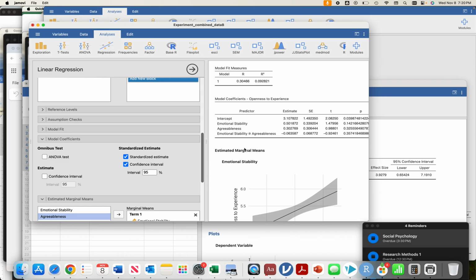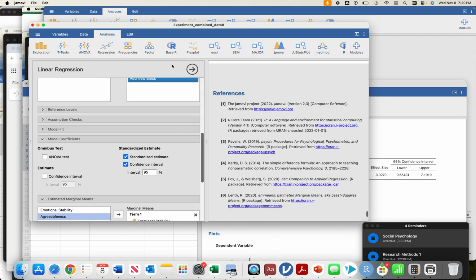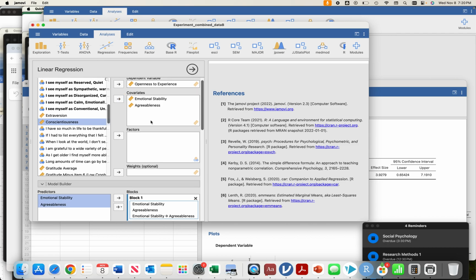So we just kind of talked about this multiple regression. I'm going to run it again just from the start here. So the first thing we do is analysis, regression, linear regression. The next thing we do is we plug openness as our DV into there. Emotional stability as one IV and agreeableness as the other IV into these boxes.